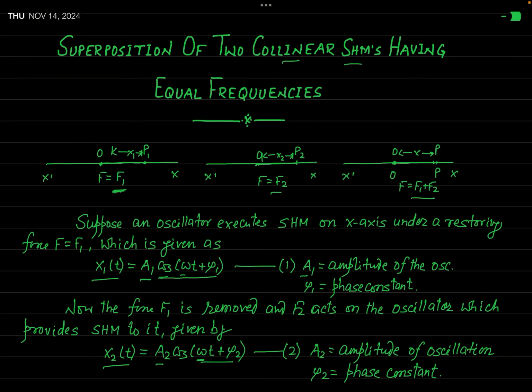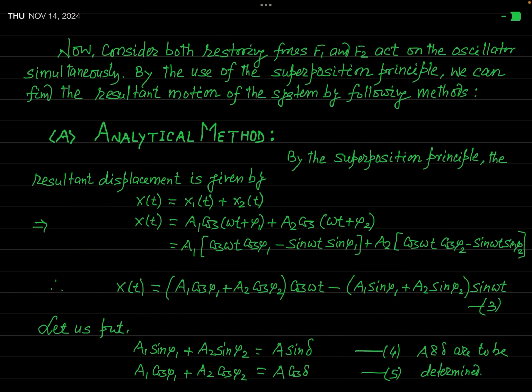When F1 was acting alone, then displacement was x1. When F2 was acting alone, then displacement was x2. But when F1 and F2 act together, then according to the superposition principle, the resultant motion will be given by x of t equal to x1 of t plus x2 of t.